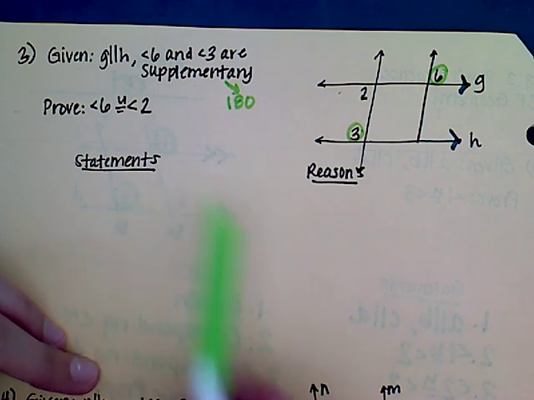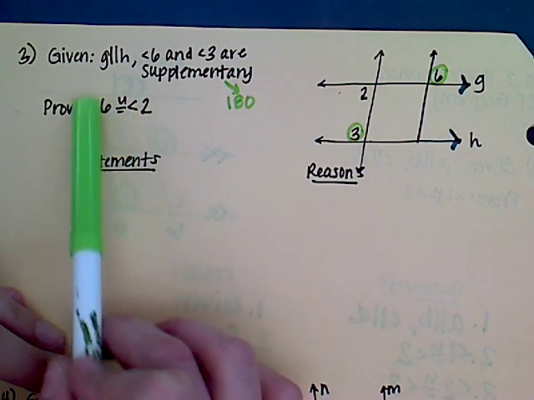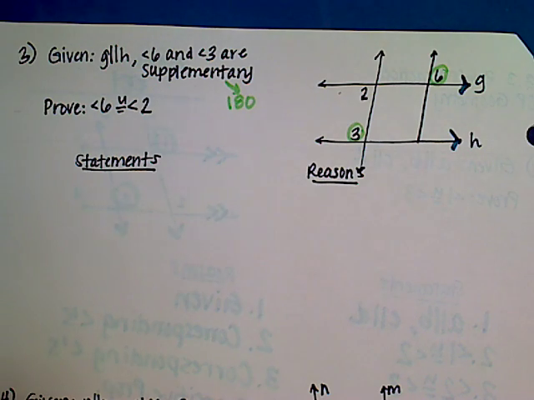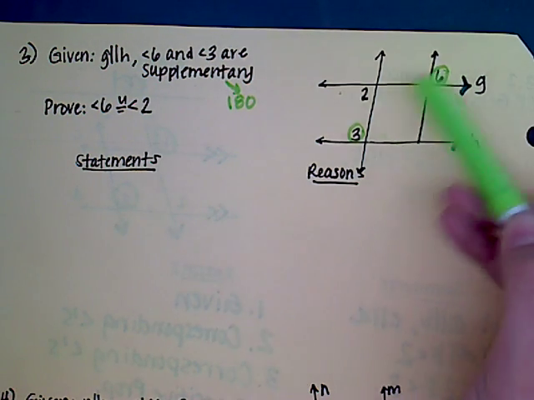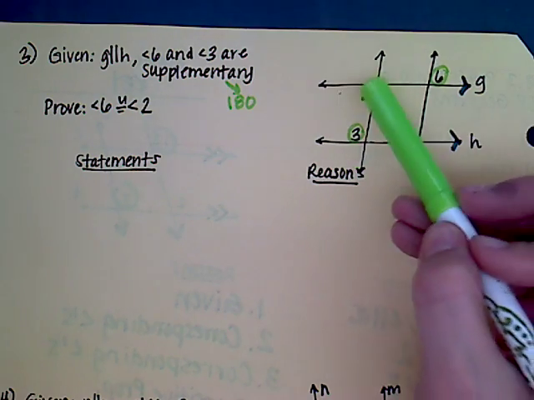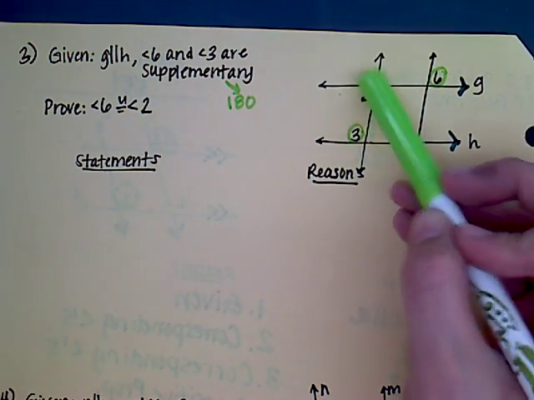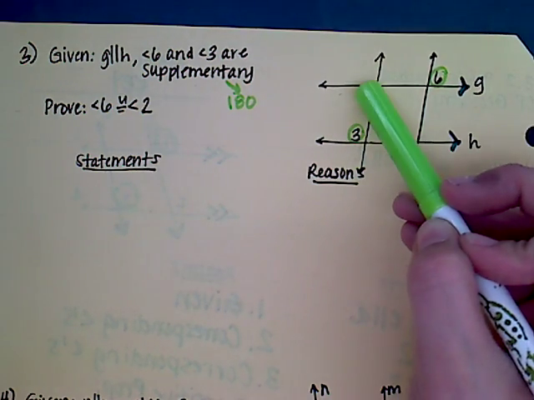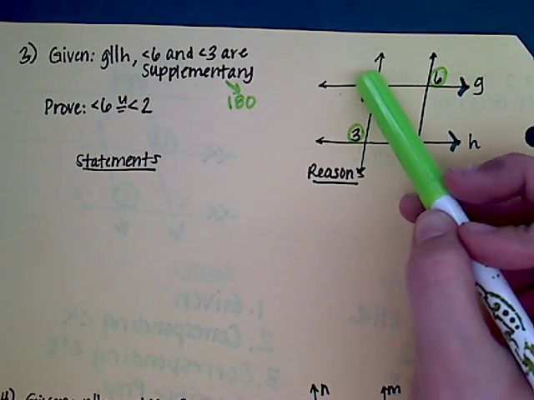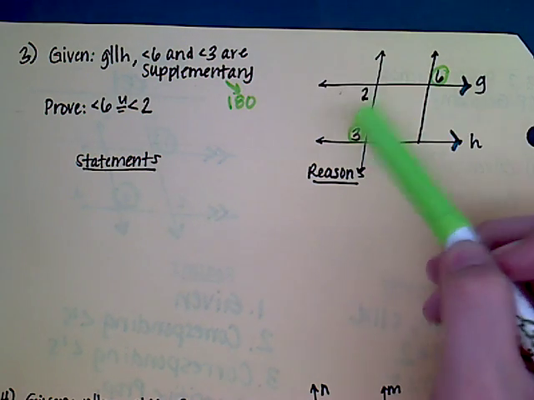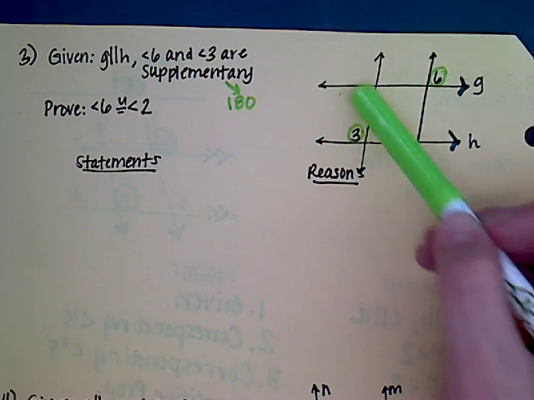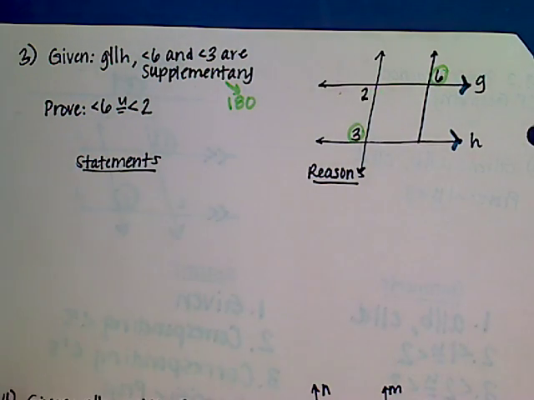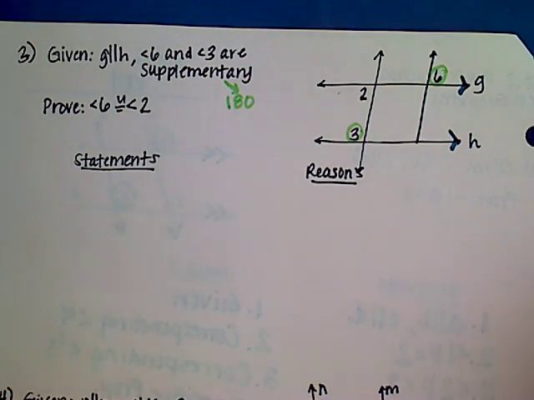So when we're thinking about how to prove that angle 6 is congruent to angle 2, that might seem a bit weird at first, but if you're told that 6 and 3 are supplementary, you should also know that 2 and 3 are supplementary because they are consecutive interior. So that's another piece of information we'll probably use in this proof. So if 6 and 3 add to 180 and 2 and 3 add to 180, then it has to be true that 2 and 6 also add to 180.